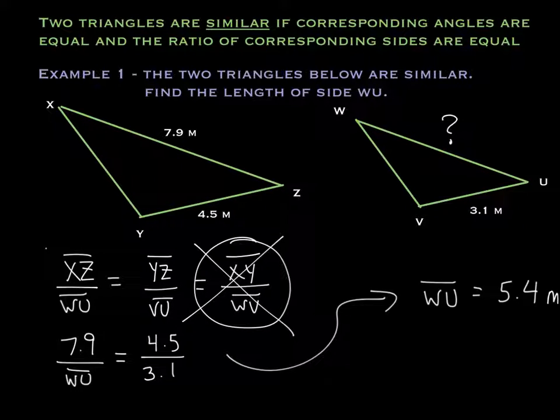So that's what similar triangles are. That's how we can use them to find unknown sides, and we'll look at a couple more examples in the next video.